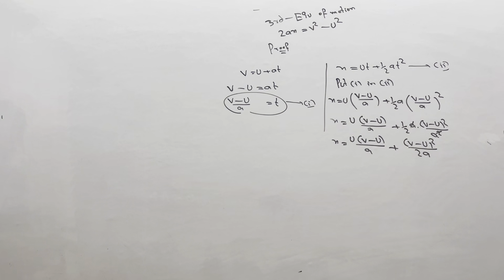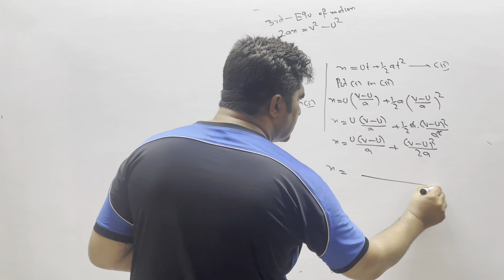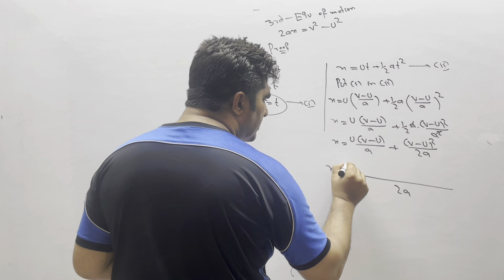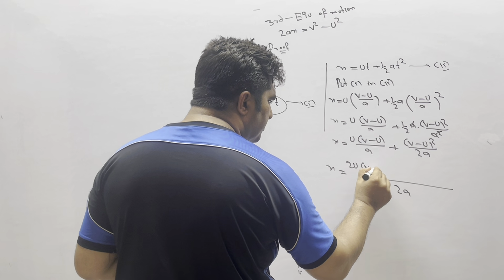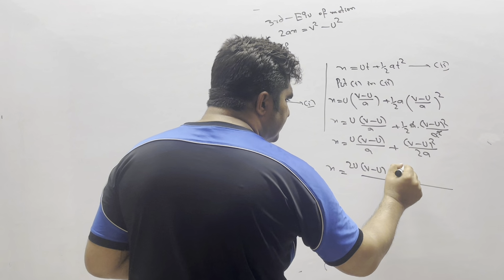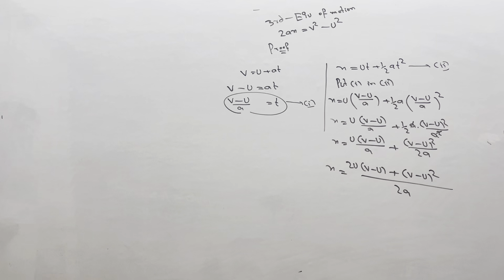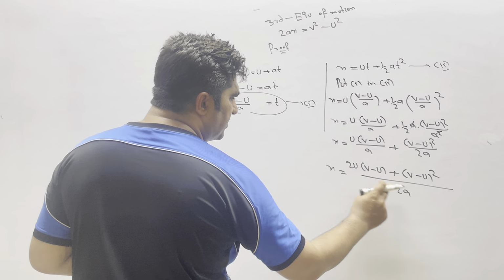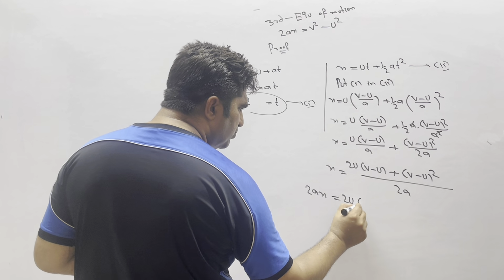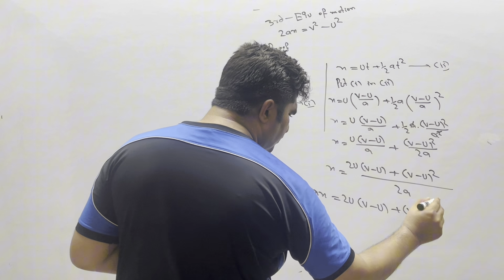What you can do is take its LCM. I think its LCM will be 2a. A will be divided, you will get 2. 2 will multiply here. It will be 2u into v minus u. Plus, you will divide 2a here, you will get 1. 1 will multiply with this one. It will be v minus u whole square. You can simplify it. This 2a will come here and multiply with x. You will get 2ax equal to 2u into v minus u plus v minus u whole square.